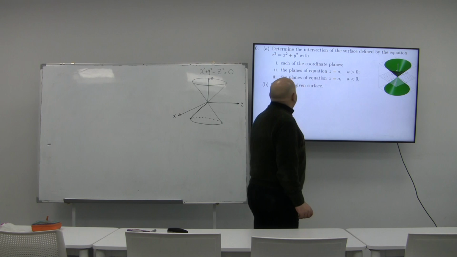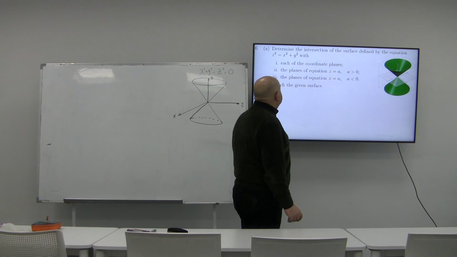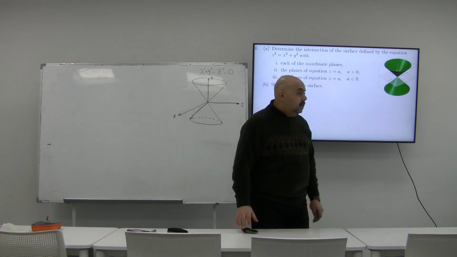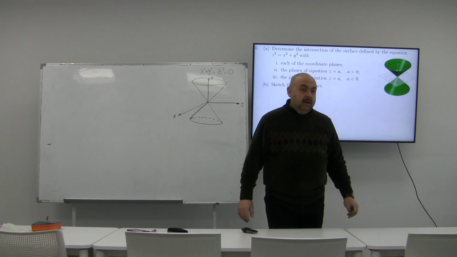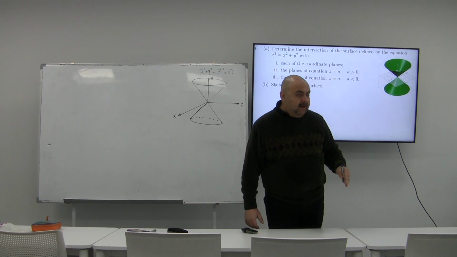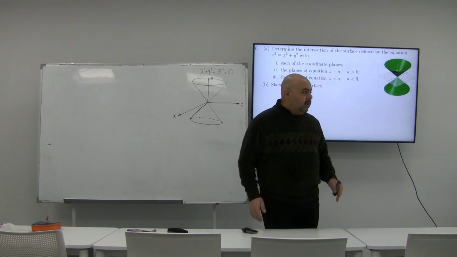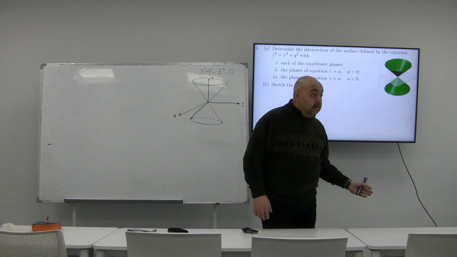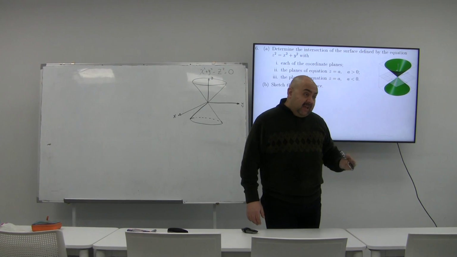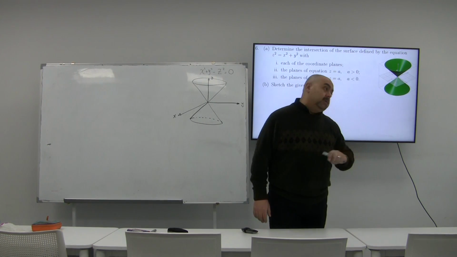Okay. He says determine the intersection of the surface defined by the equation with each of the coordinate planes. What are the coordinate planes? X, Y. Those are the axes. What are the coordinate planes? The XY plane. Am I right? Yes? We are naming the same. XY plane, XZ plane, ZY plane. In each one of these planes, the variable which is missing is equal to 0.